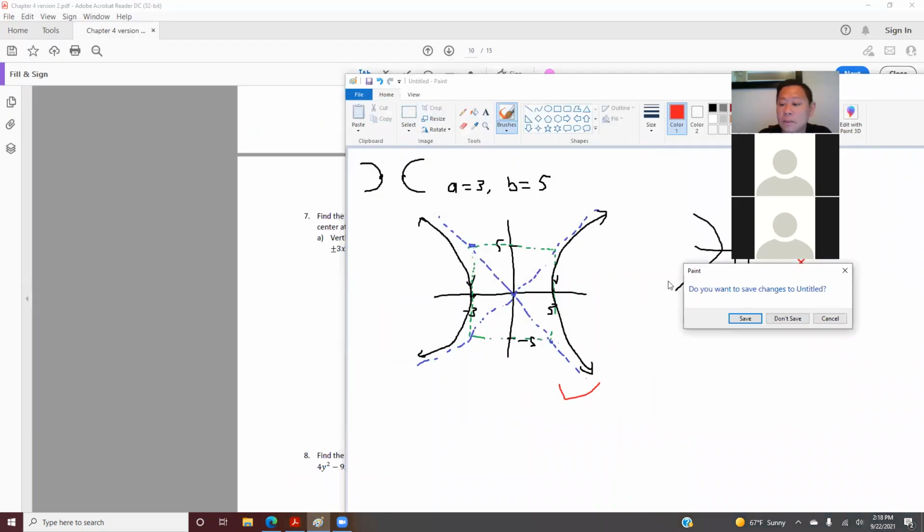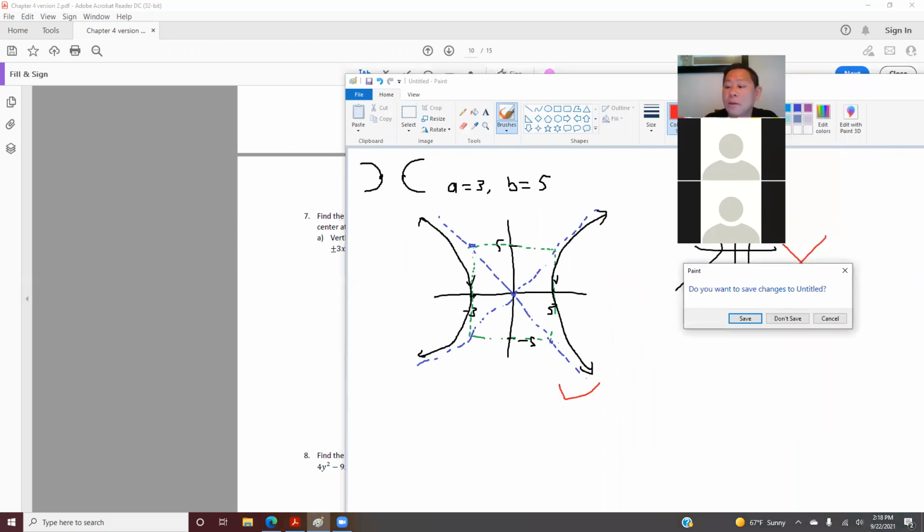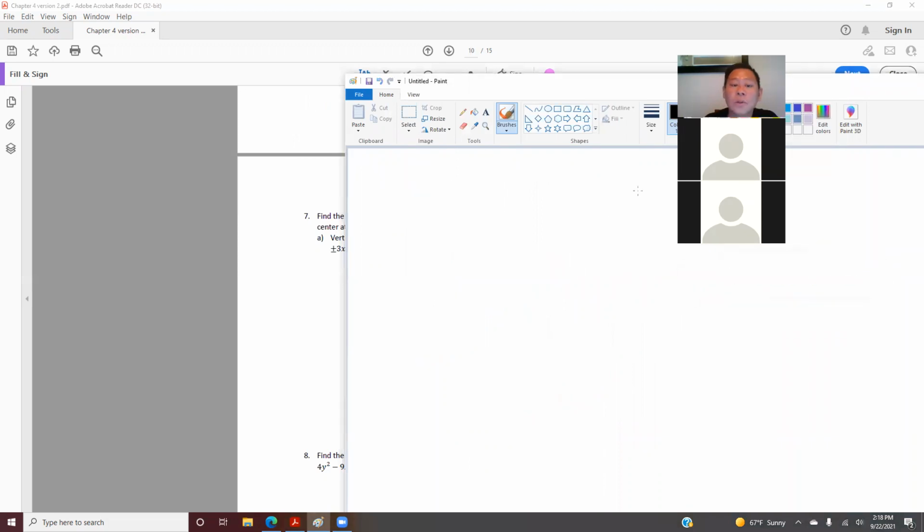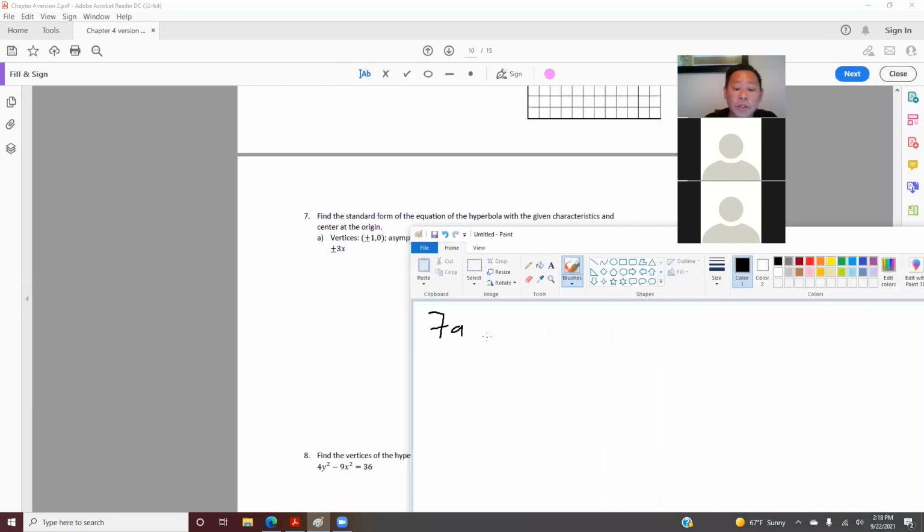I'm not going to save this because you'll learn how to draw that. So question 7a is asking us, it's a hyperbola with the center at the origin, given that the vertices are plus or minus 1, 0.